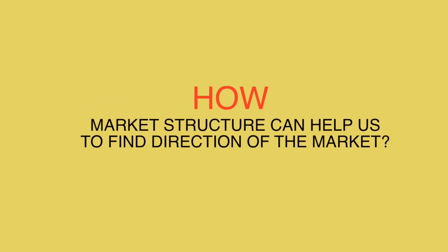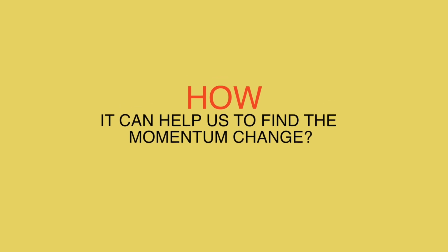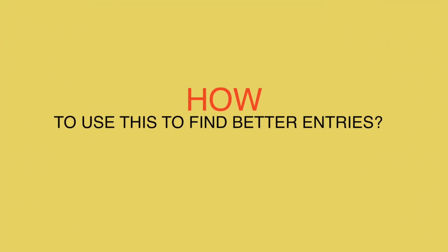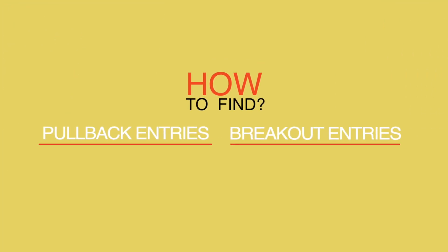Let us take some examples to see how market structure can help us find the direction of the market and also how it can help us to find the momentum change. And then I will tell you how to use this to find better entries, and I will tell you how to find pullback entries, breakout entries, and also reversal entries.